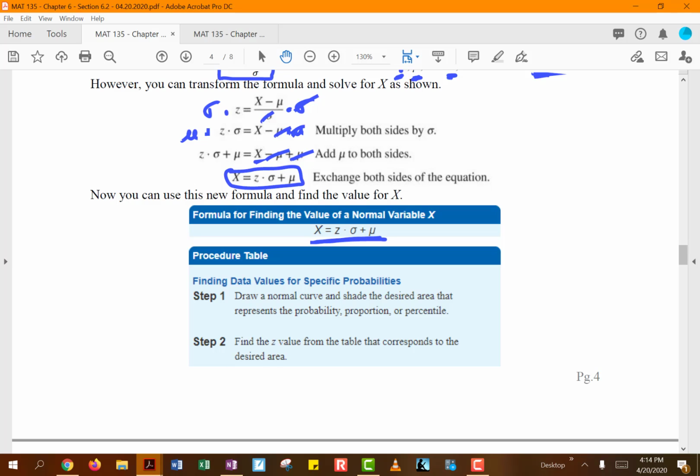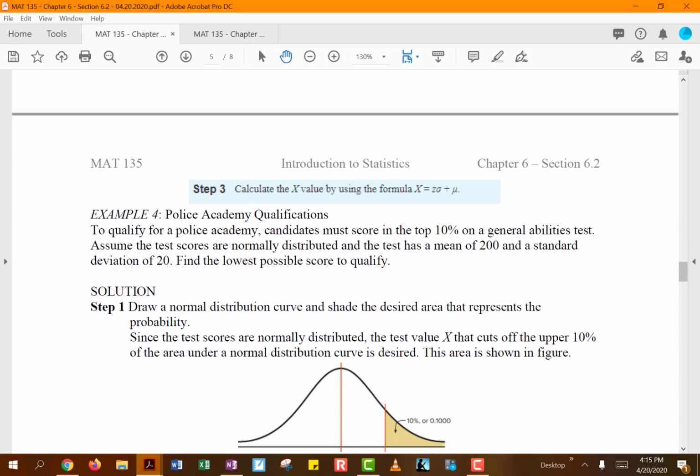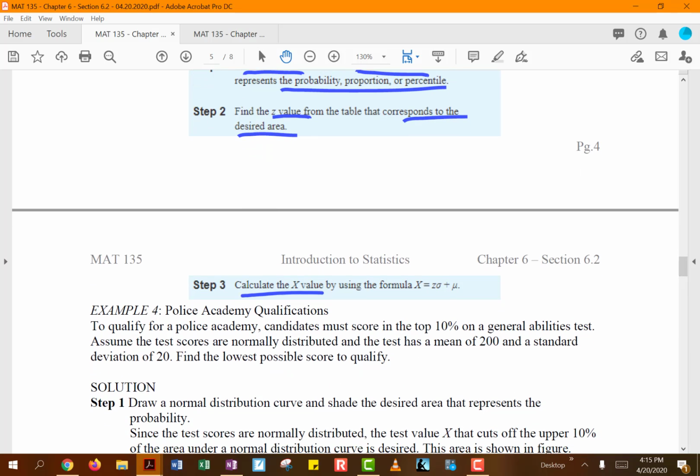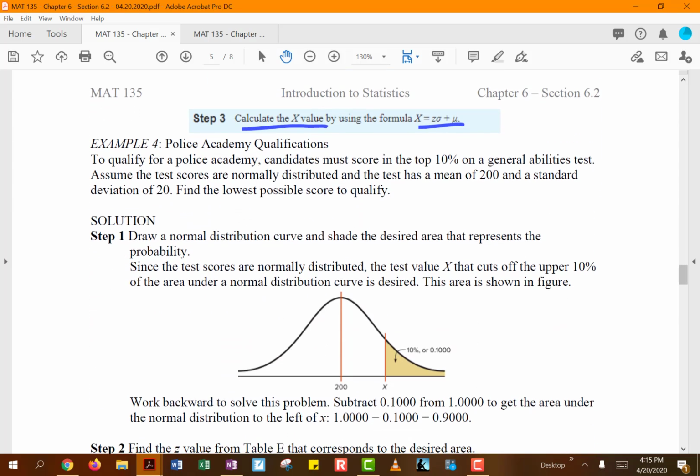And the procedure table is basically again saying start by drawing your normal curve, shade the desired area that you are given represented by the probability or a proportion or percentile, and then basically find the z value by working backwards from your table that would correspond to that desired area. And we have looked at an example of this also when we were looking at 6.1. So let's see how that works in our case of these applications. And then of course step 3 would be to calculate the x value once you know that z value from your table.